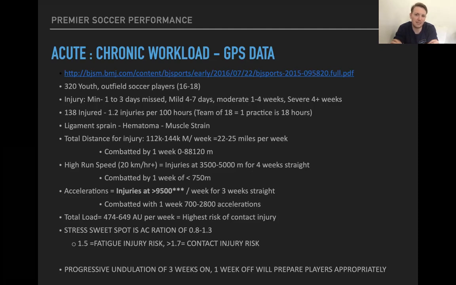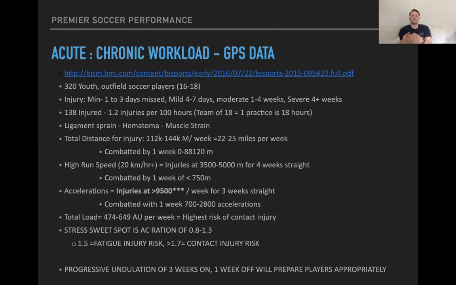What they wanted to track was the amount of injuries and if those injuries were correlated to certain characteristics of training. It was a really intense study. It was very, very well designed. They defined injury as a minimum of 1 to 3 days missed. Mild injury was 4 to 7 days missed. A moderate injury was 1 to 4 weeks, and a severe injury was 4+ weeks out.